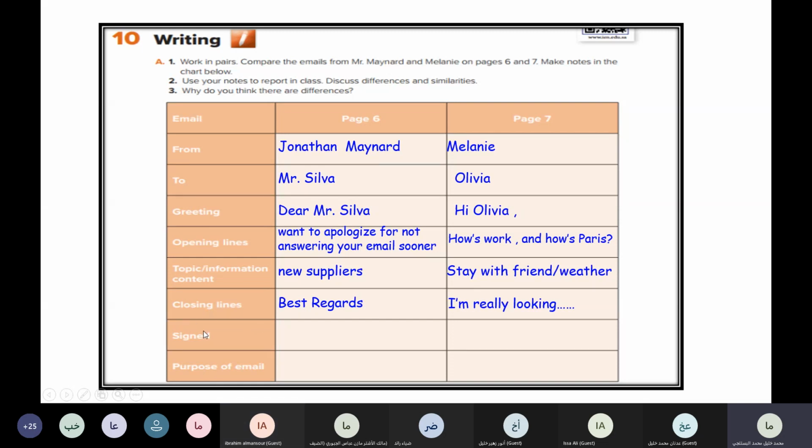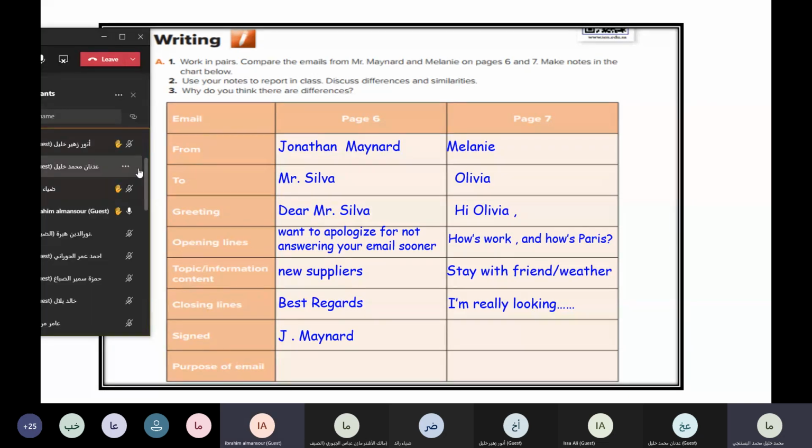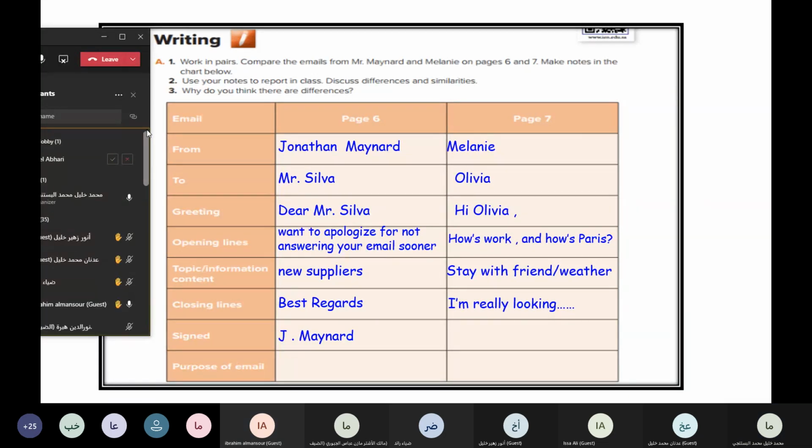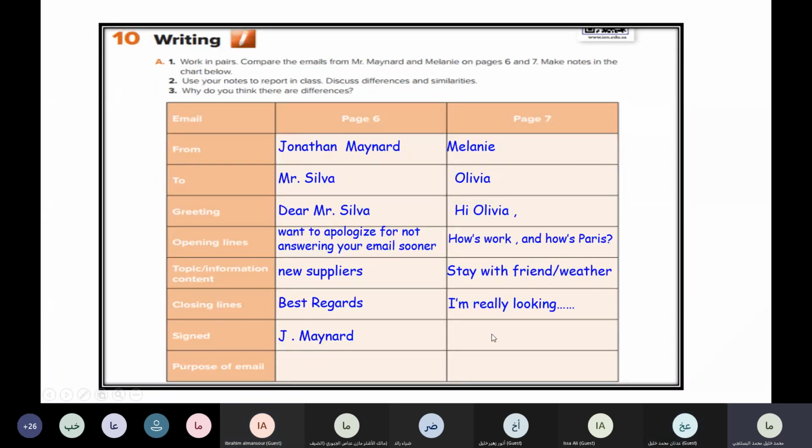About the signature, how was the first one signed? By the name of the person who sent the email, J. Maynard, yes. And the second is signed by what? Your best friend. Her name, Melanie. Yes.